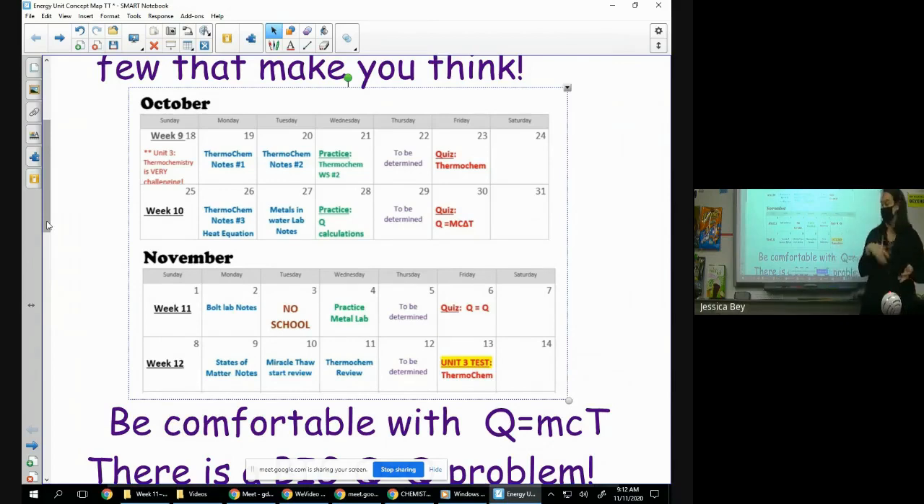So if you kind of want to go back through the packet, review yourself. Then Thermochem notes number 3 was the heat equation. Q is equal to MC delta T. So you're going to have some of those on there. Then we did do some metals and water, okay? And you will have a Q to Q on there, and I'm going to promise you that. And then the last thing that we did was states of matter. We didn't really get a mini quiz on states of matter, so I got really excited to put a good chunk of it is states of matter because we never actually assessed that with you.